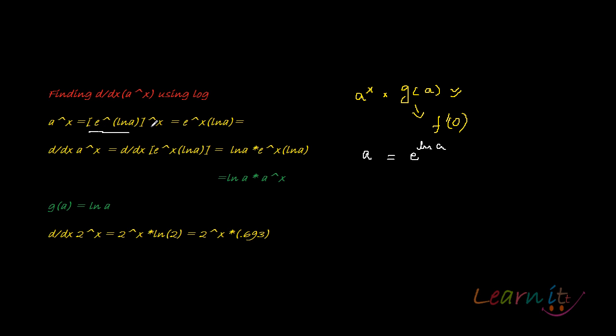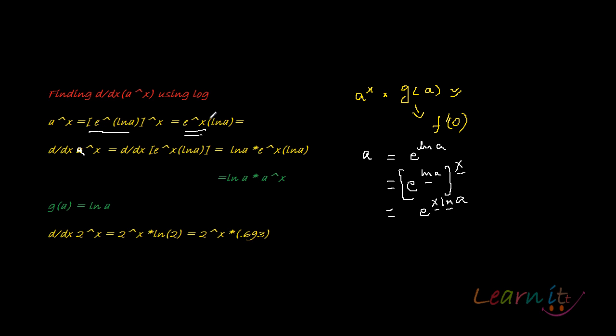What will that give me? e to the power ln a, whole to the power x. That will essentially give me that these two powers get multiplied. So, I have e to the power x ln a. Here x is getting multiplied with ln a. Now, d by dx of a^x will essentially be d by dx of this figure. So, d by dx of e to the power x ln a, what will that be?